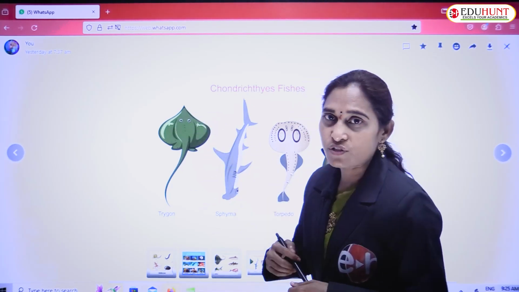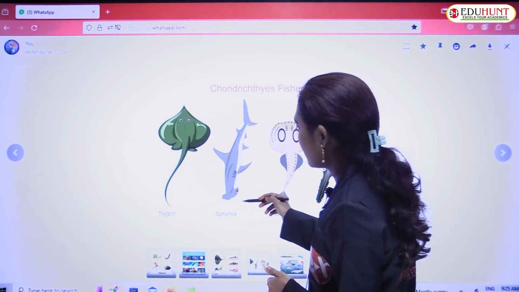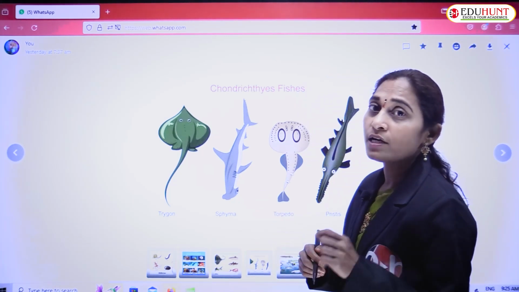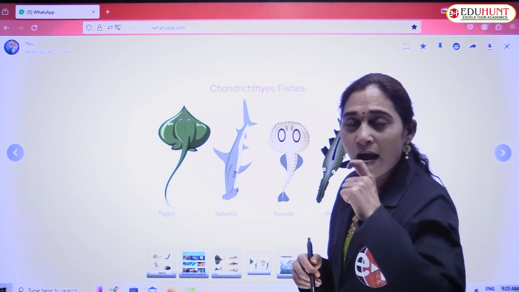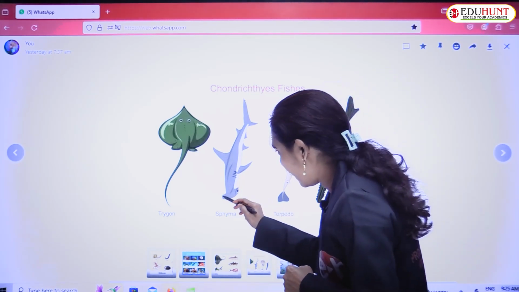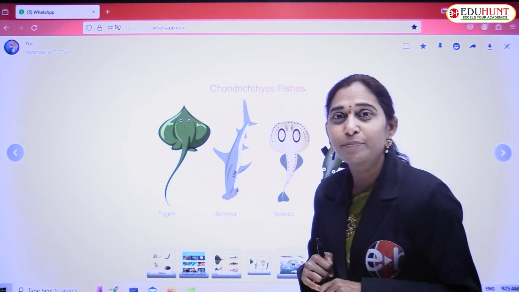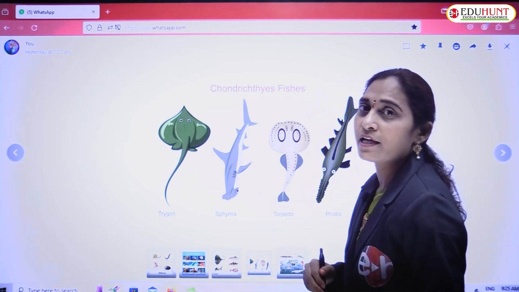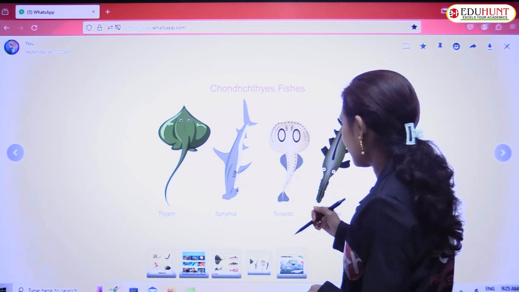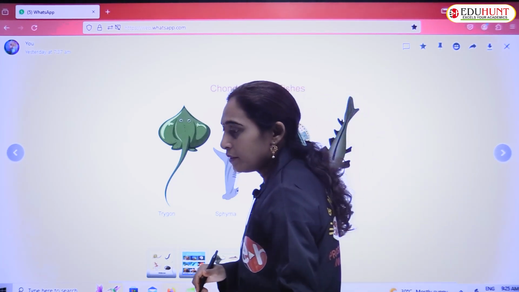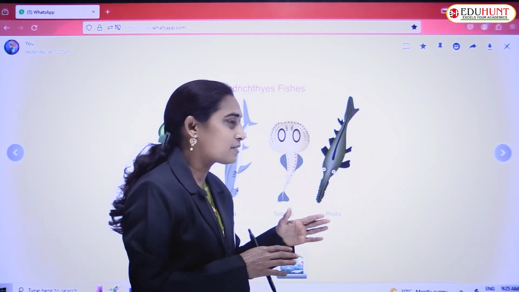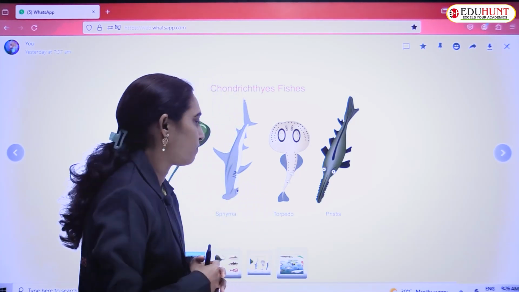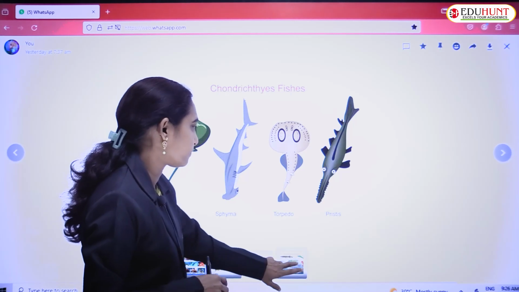This is Trygon, stingray. It is Sphyrna or Zygaena, commonly called hammer-headed shark, because the head resembles a hammer. And torpedo, commonly called electric ray, and Pristis, where you can see the head resembles a saw. That is why it is called saw-headed fish. Head is like a saw.